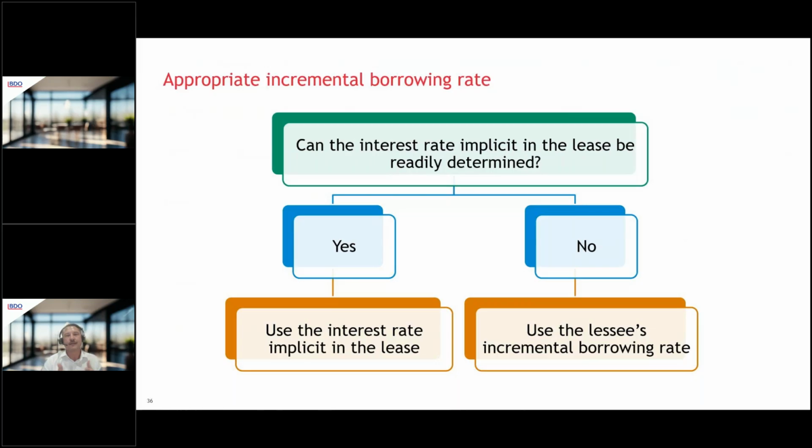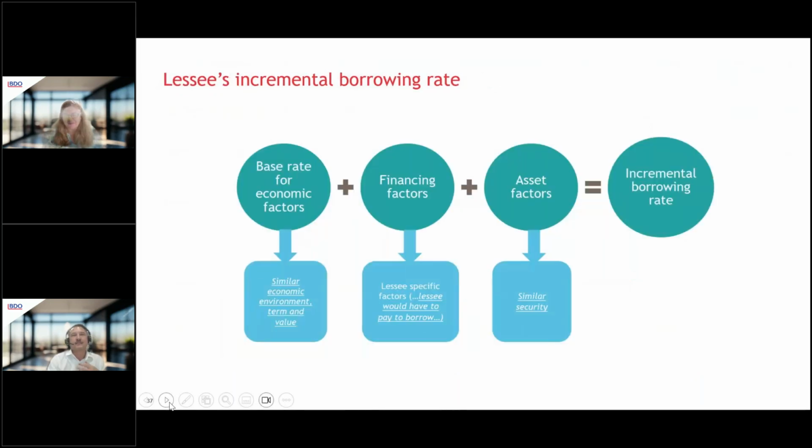There's two ways of doing it. It's the interest rate implicit in the lease, or if you can't readily determine that, it's the lessee's incremental borrowing rate. So what does that mean? Well, it basically means that you need to use, and this is the incremental borrowing rate one, a base rate for economic factors, plus financing factors and asset factors. Now, the best way to describe what an incremental borrowing rate is, is similar to what we're trying to achieve where we use the rate implicit in the agreement.